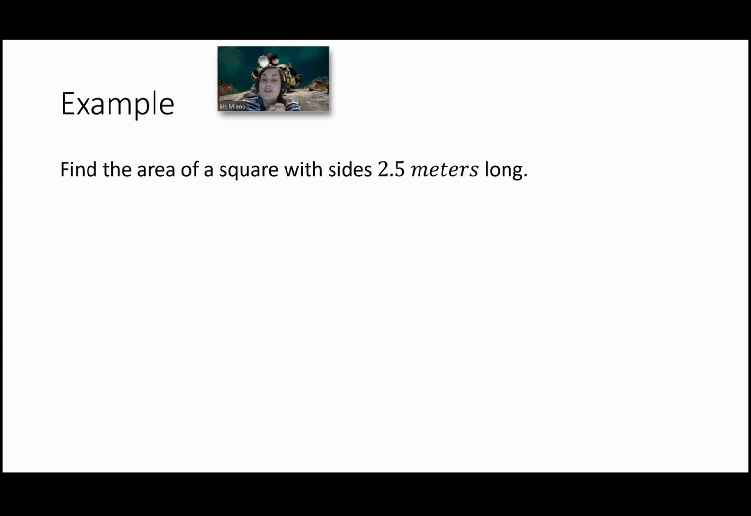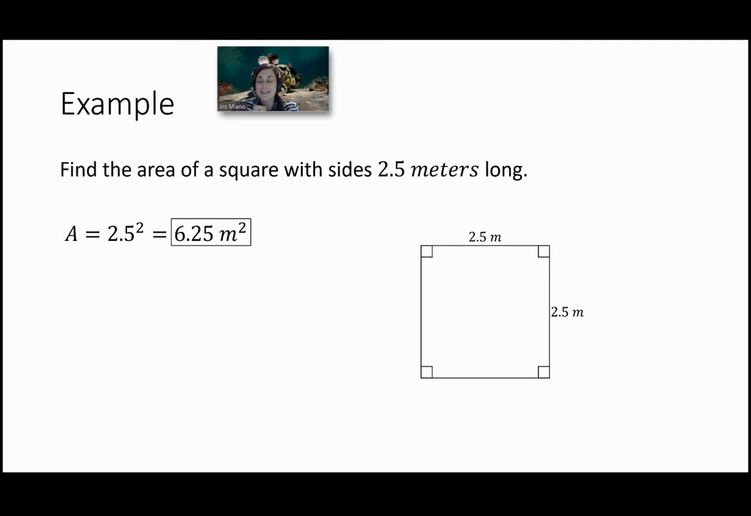Find the area of a square with sides 2.5 meters long. No sweat. Let's draw a quick picture. Here's a square. Each of the edges is 2.5 meters long. I only went ahead and labeled 2 adjacent edges. I know that to find the area, I'm going to multiply those 2.5s together, or square the 2.5, in which case I will get 6.25, and then you fix the appropriate units, they're meters.